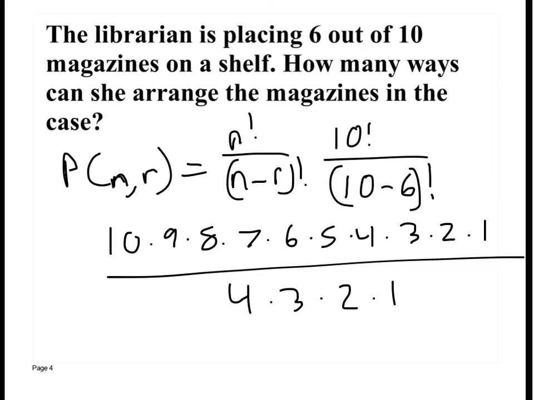Well, we know, from what we did last week, that you can cancel these out. So what you do is you take 10 times 9 times 8 times 7 times 6 times 5, and you get this number right here.